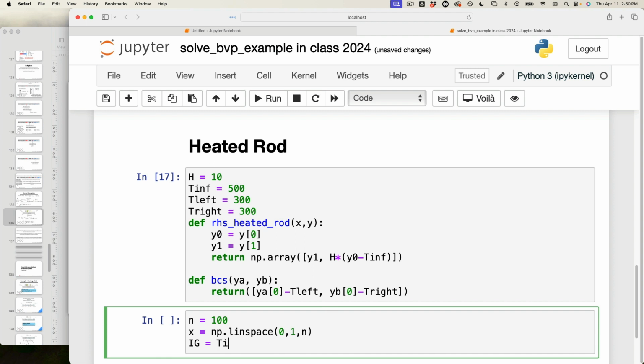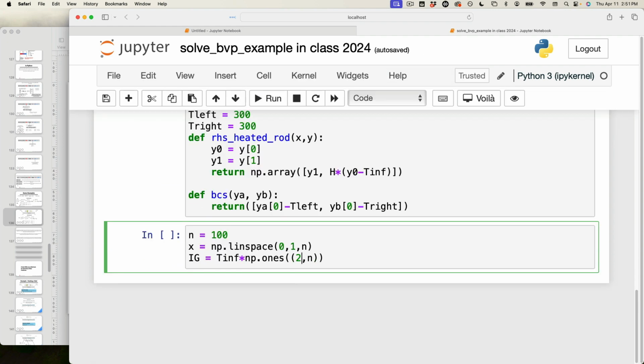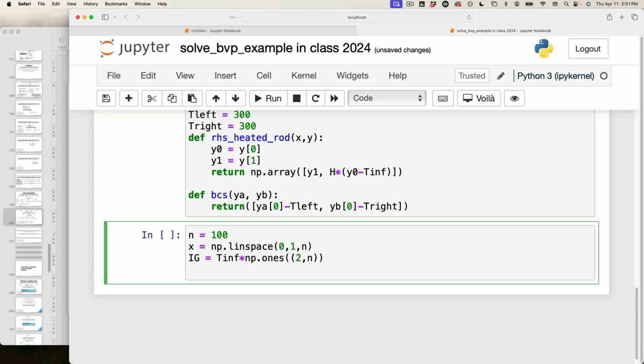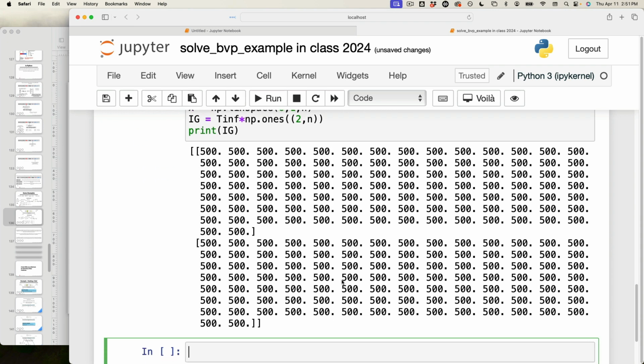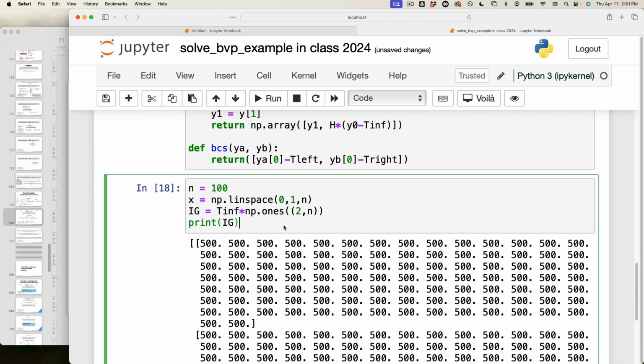So I'm going to say this is going to be T infinity times np.ones of size 2n, right? Why 2n? Because you have two dependent variables, y0 and y1, and you have n points. So you need an initial guess for every point for each one of those dependent variables. Okay? And if you're in doubt, print it out. Print IG. Okay? 500s everywhere. Okay? Good. All is well.